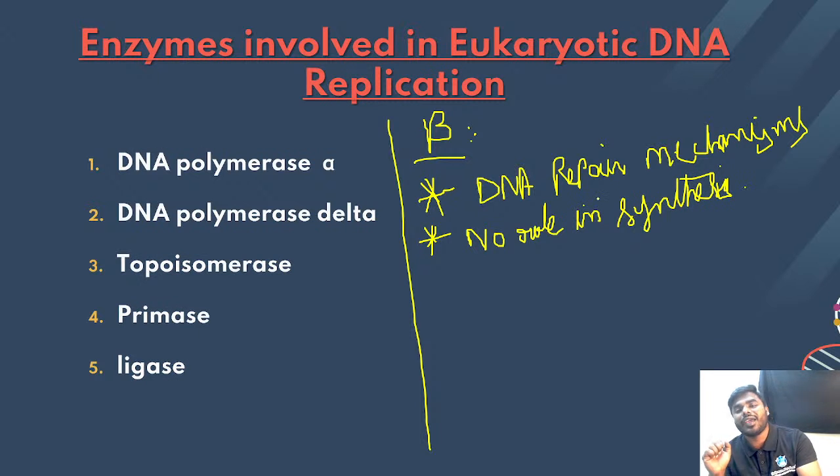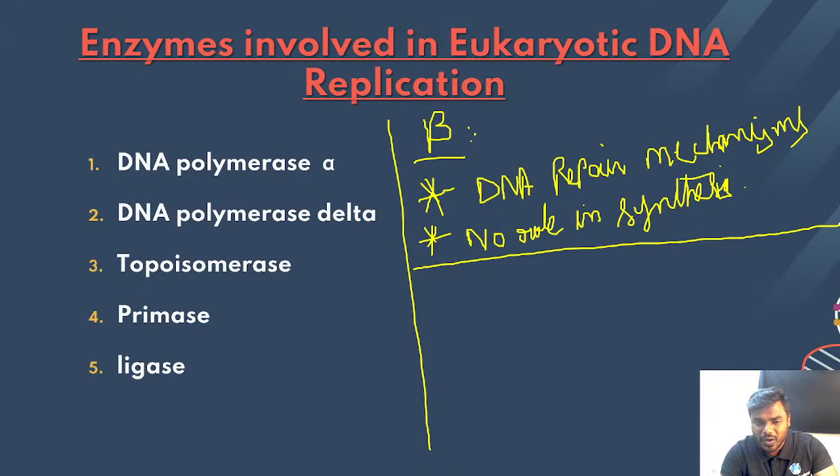What is the point I want you people to remember? In case of prokaryotes, polymerase 1 is the major enzyme involved in the DNA repair mechanism. In case of eukaryotes, polymerase beta is the major enzyme which is involved in the DNA repair mechanism. Please kindly do not forget the statement.